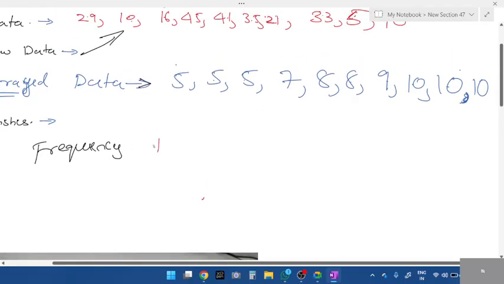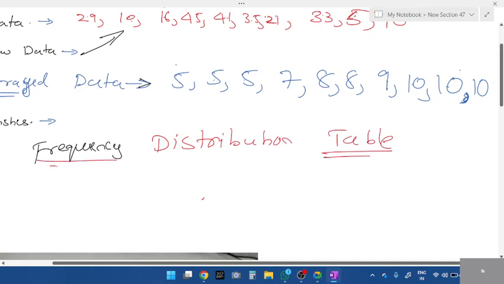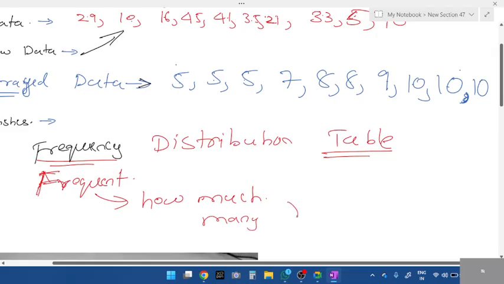Next, frequency distribution table. See, table is nothing but writing in arranged format. Frequency, the meaning of frequency, what do you mean by frequent, students? What's the general term of frequent? The meaning of frequent is how much or how many times something is repeated, right?